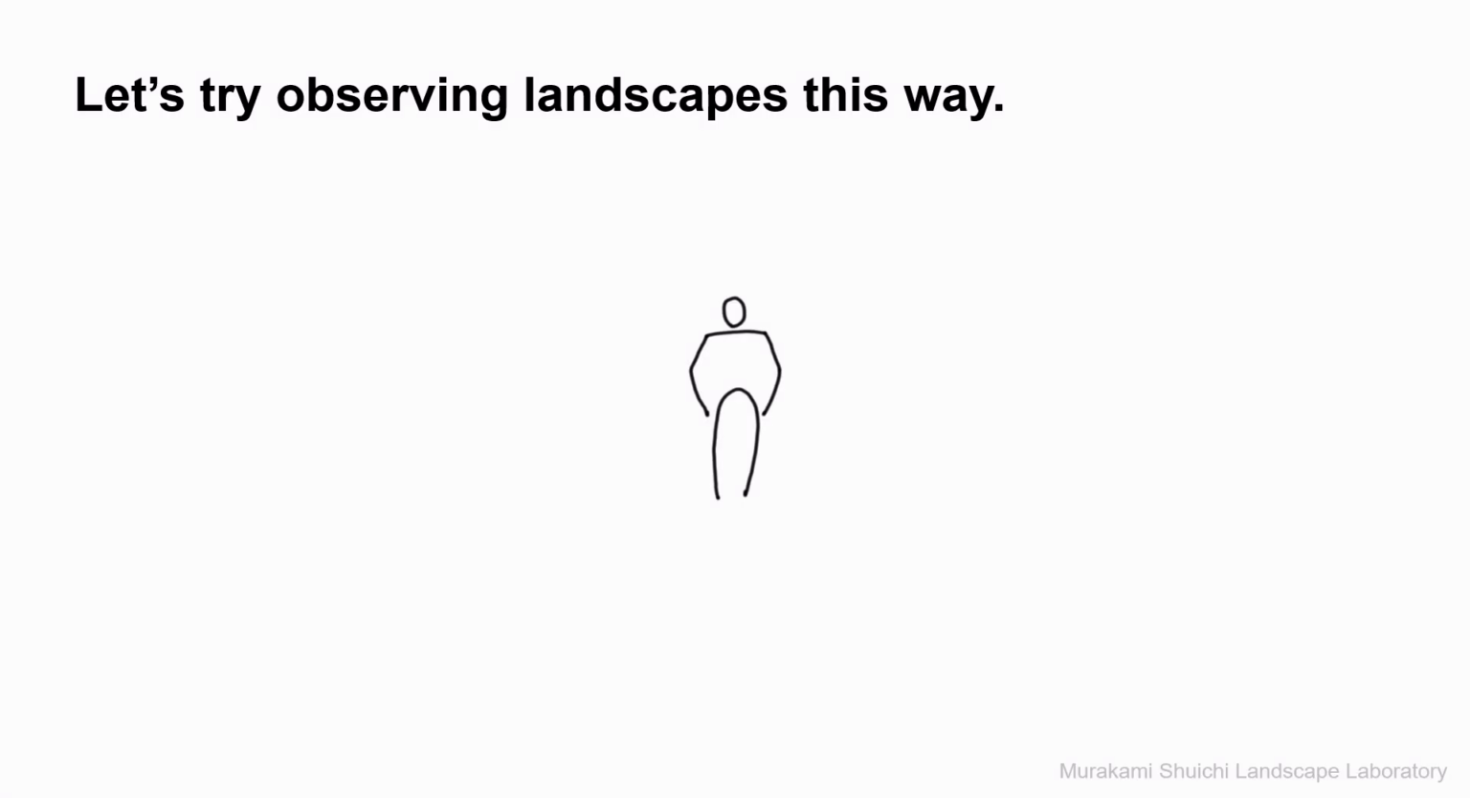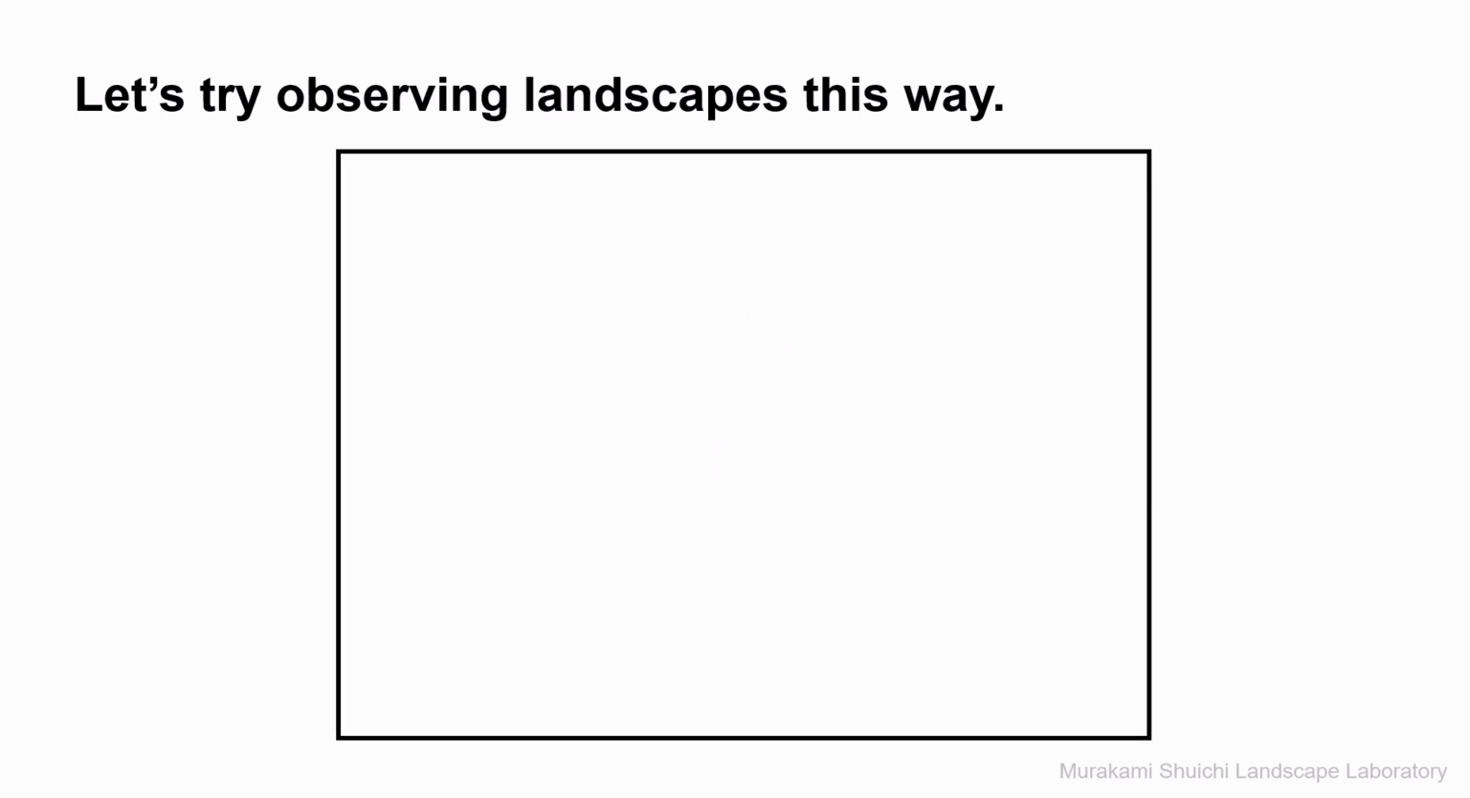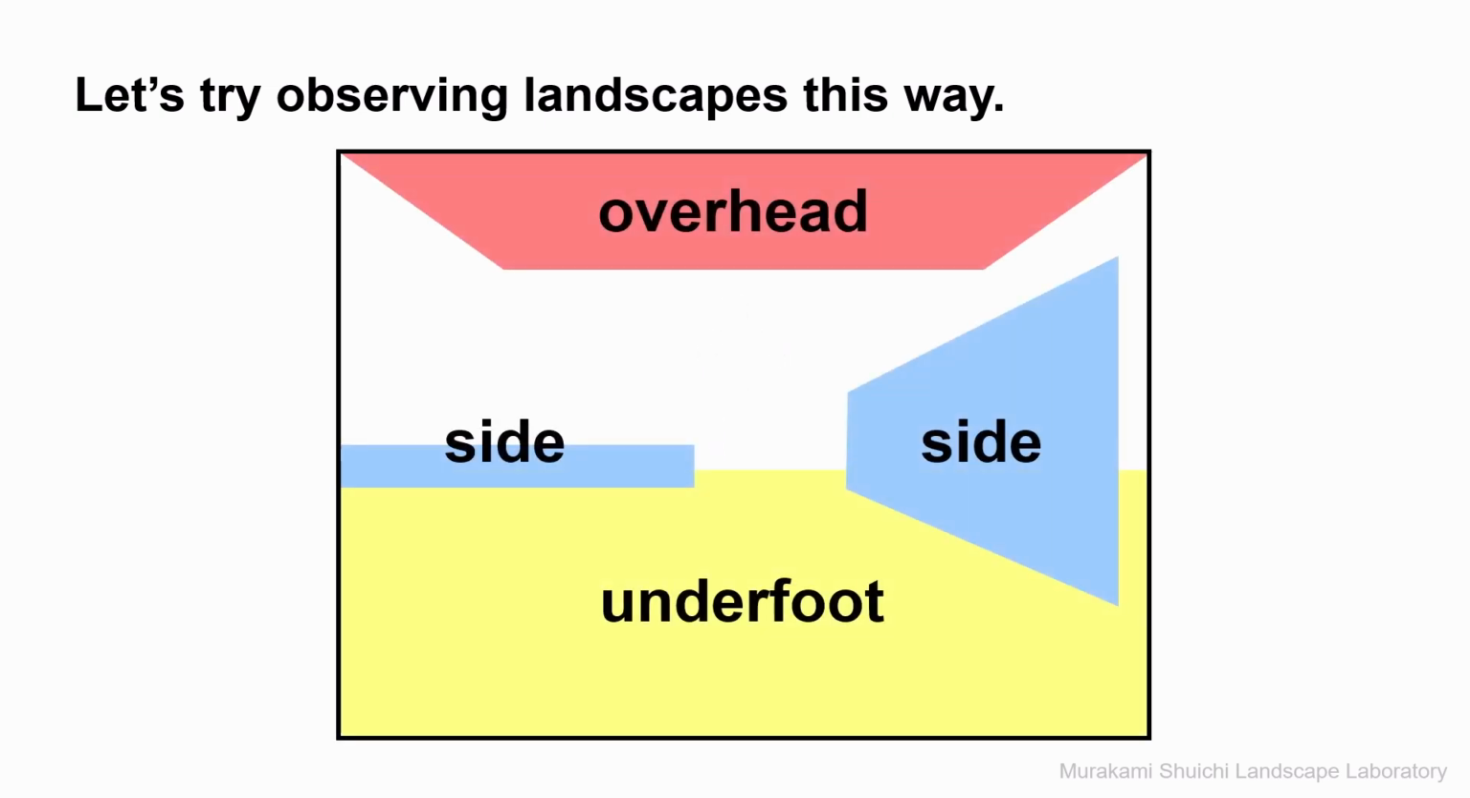Let's try observing landscapes this way. First, take a picture of a landscape around you. Then, on the photo, use different colors to mark the overhead, side, and underfoot elements. Let's look at some examples.